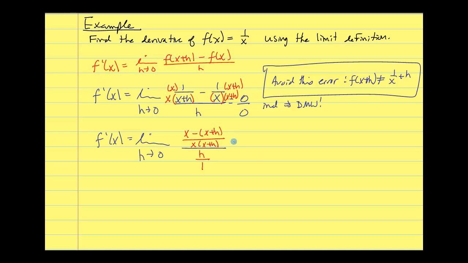Okay, so f prime of x, don't drop your notation. I'm going to distribute this negative, and I'll have x minus x minus h all over x times x plus h. Now I want to get rid of these layered fractions. Well, the rule is this. When you divide by a fraction, you multiply by the reciprocal of the fraction. So we want to multiply by the reciprocal of h over 1, which is 1 over h.